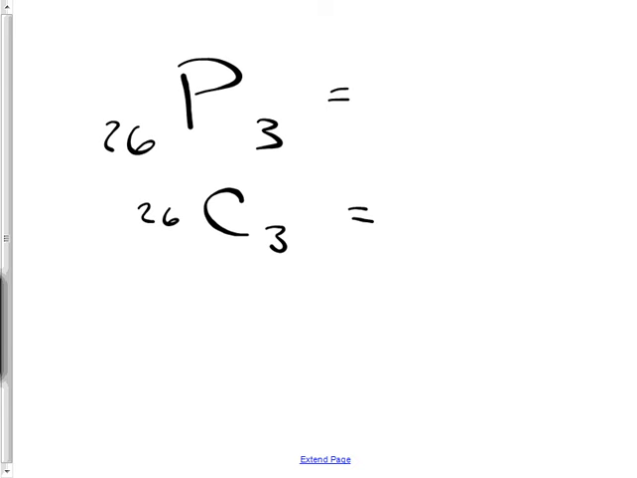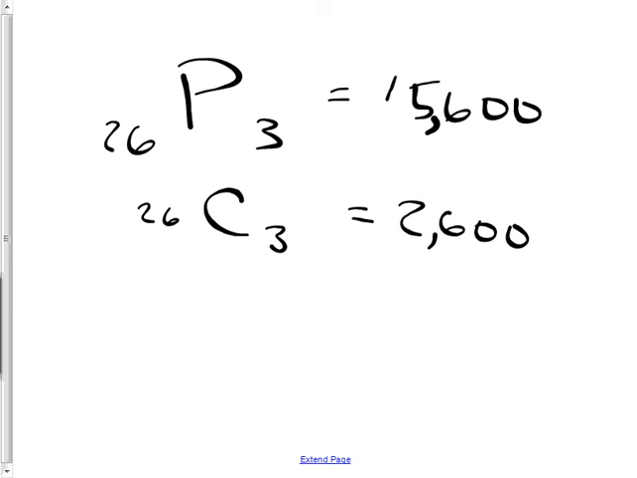Okay, the 26P3. Who has that one? What'd you get, Mr. P? Raise your hand if you got the same thing. Okay, good. And now the 26C3. Somebody, please. What do you got? Can anybody verify that one? It was 2600. Okay, good.